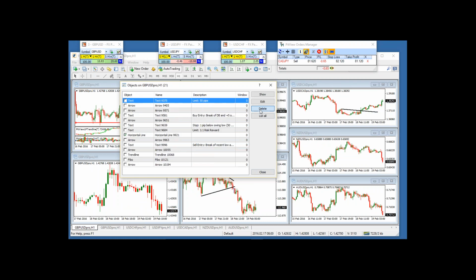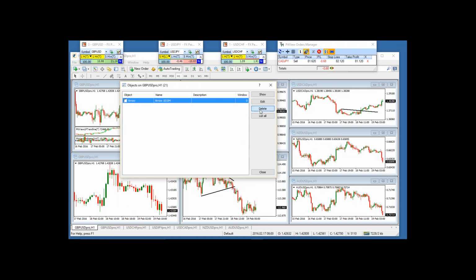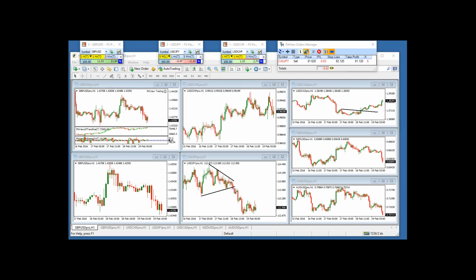Kind of delete some of this crap off my screen here real quick. All right. Kind of going around the horn here. Continue with the dollar pairs.